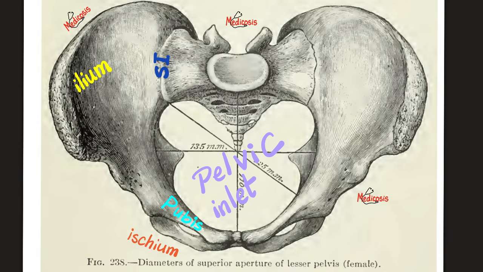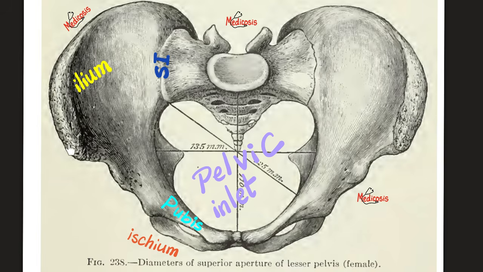All of this was just a quick review, but now let's talk about each bone separately in greater detail. This is the hip bone: ilium, ischium, and pubis. This is the iliac crest. It has an inner lip, outer lip, and intermediate zone.